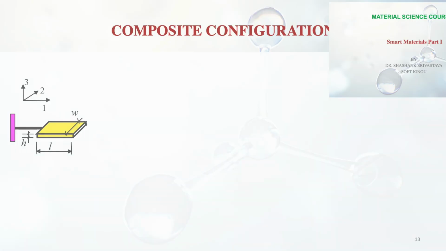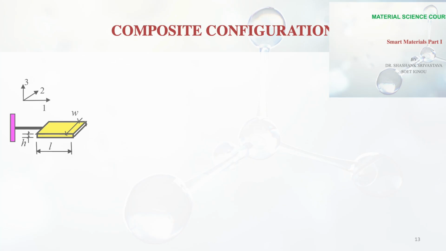Let us now understand the piezoelectric constitutive relations. So the treatment is a bit mathematical in nature, but if you pay attention, it will be very easy. Let us assume that we have a piezoelectric element of length L along axis 1, with width W along axis 2, and thickness H along axis 3. So this element basically lies in the 1-2 plane. Axis number 3 is in the thickness direction.